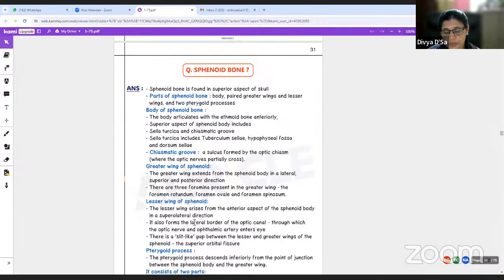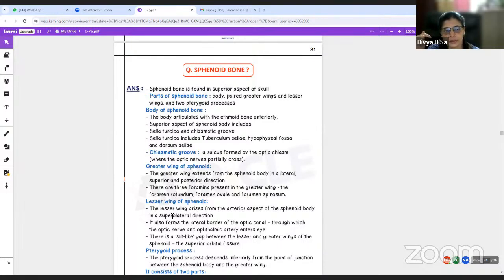The superior aspect of the sphenoid body will have a groove, the chiasmatic groove, where the optic nerve forms the optic chiasma, and there is the sella turcica. The sella turcica has the hypophyseal fossa, where the pituitary gland is located. Anterior to that, there is a small depression which we call the tuberculum sellae. Behind, we call it the dorsum sellae.